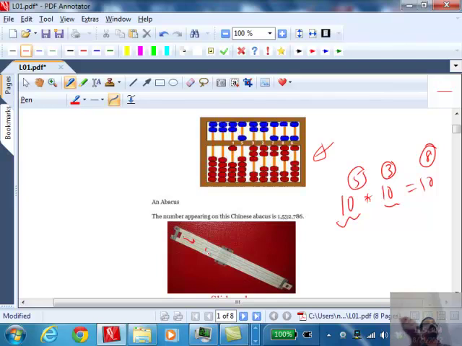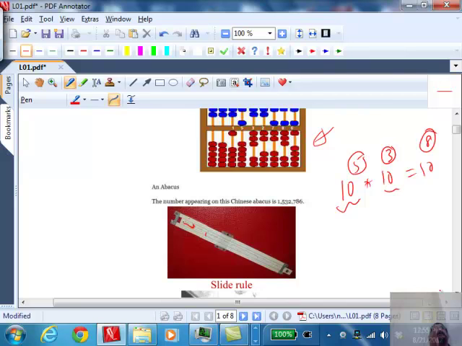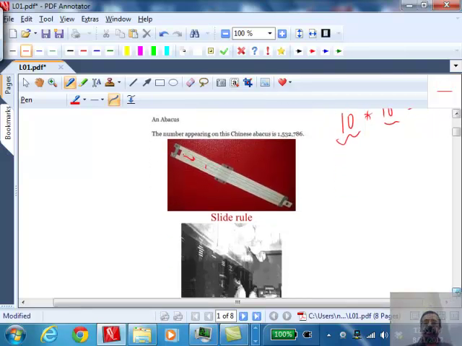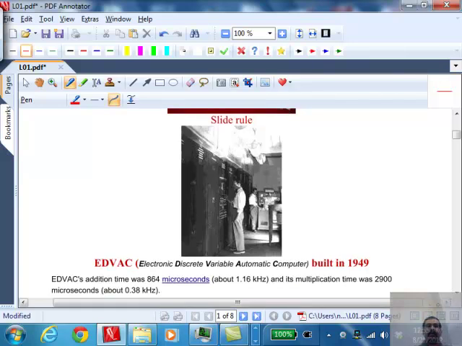So finding the product of two numbers is simply sliding this and following the rule to calculate what the number is. Of course, there are errors in the precision that you can get, because you can read only to so many digits from there. The slide rule is essentially a mechanical computing device. The first electronic computing device is something called EDVAC, Electronic Discrete Variable Automatic Computer. It was built only in 1949. It's only a few years older than me.